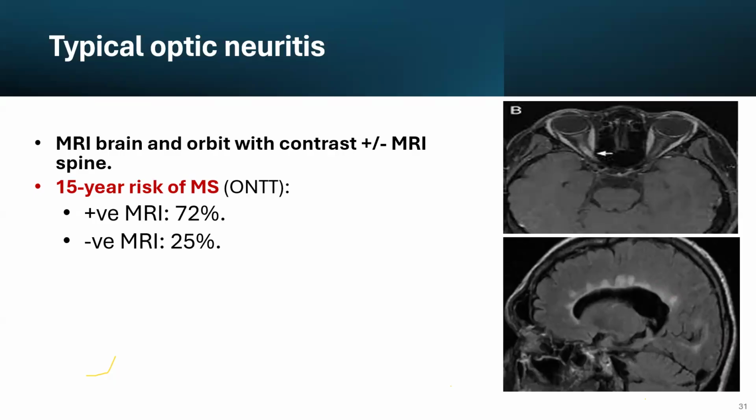It will show us clearly the periventricular white matter lesions, and we call them Dawson's fingers. Those are characteristic of multiple sclerosis. Excellent, Lama.